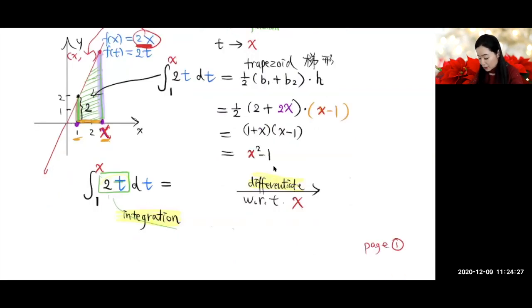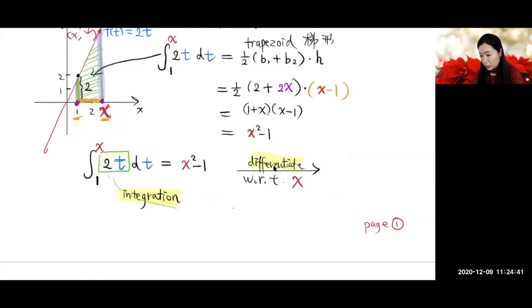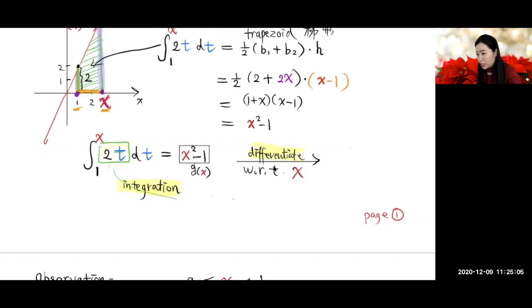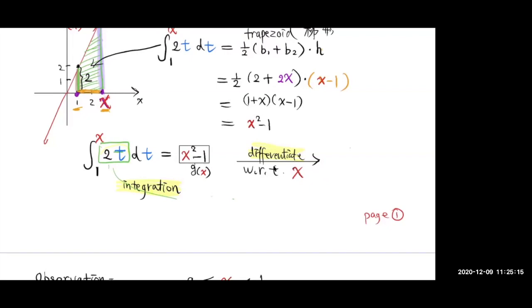Let's write down the result. So we got x squared minus 1. Let's call this function g of x. Now we're going to differentiate this function g of x with respect to x. Then what do you get? 2x, right? Yeah, good.